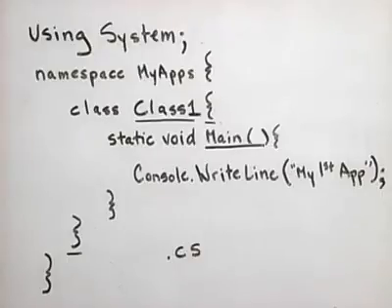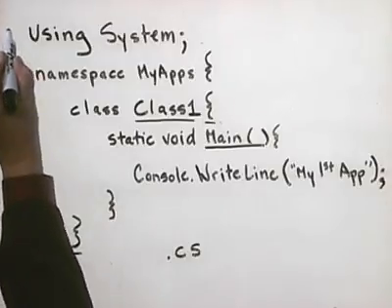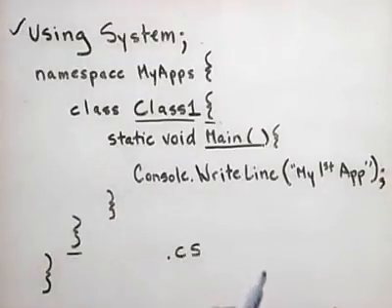The next thing we'll take a look at is using system at the very top here. System, as you recall, is a namespace that belongs to the .NET framework. Remember, the .NET framework supplies many predefined classes with ready-made functionality. These classes are logically grouped into namespaces. And a namespace represents a set of related or grouped together classes.